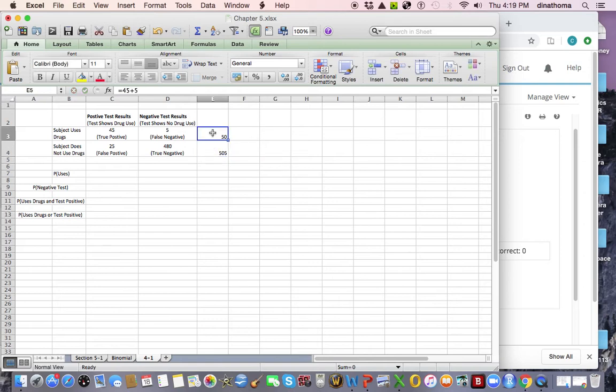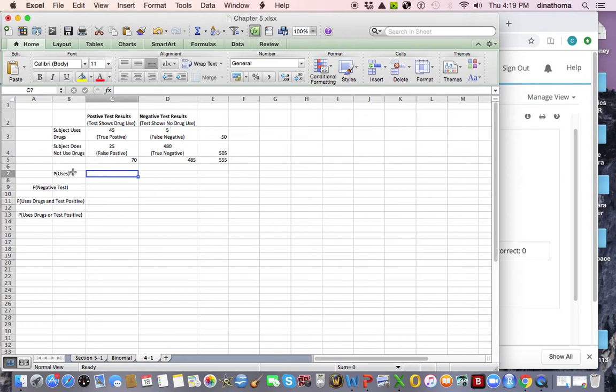And now if I auto sum this row, I get 555, which is in the other video. Same thing if I want to add this column: 45 plus 25, equals sum, 5 plus 480. So if you create the table, don't put the words in, and you won't have to do it that way. So remember, probability is success over total.